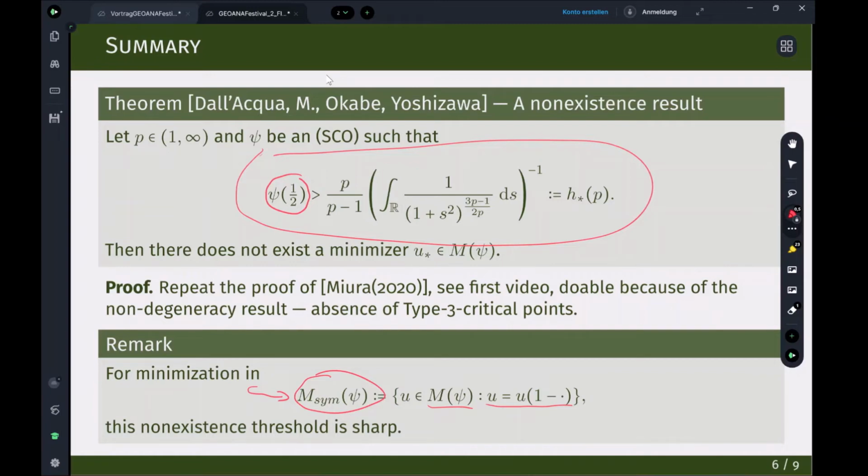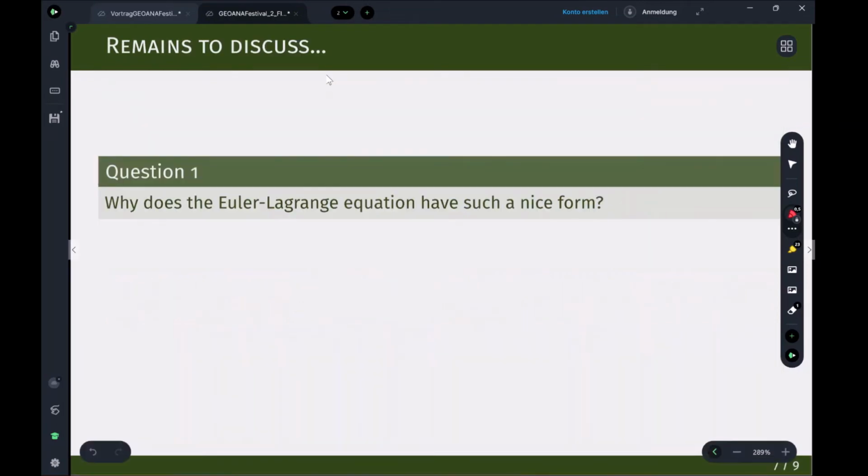Great, so this is what I wanted to remark there, that this result is actually sharp, and the reason is of course also that those computations in this article are very sharp. And now we have two questions that we should maybe discuss. First question is, why does the Euler-Lagrange equation take such a nice form?